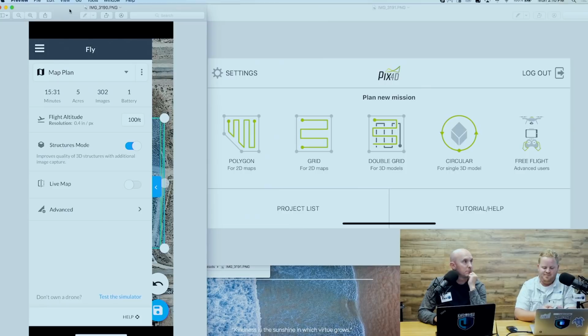I don't know, resolution? Well, obviously it's resolution, but what do we call that in mapping? GSD? That is right. Ground sampling distance.